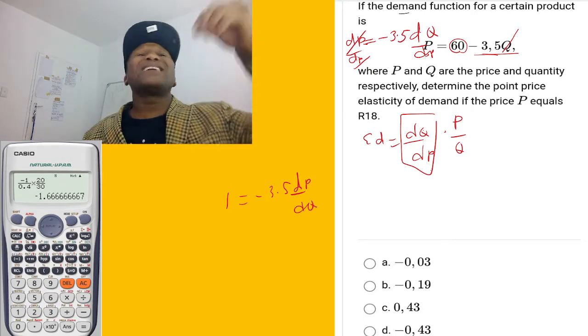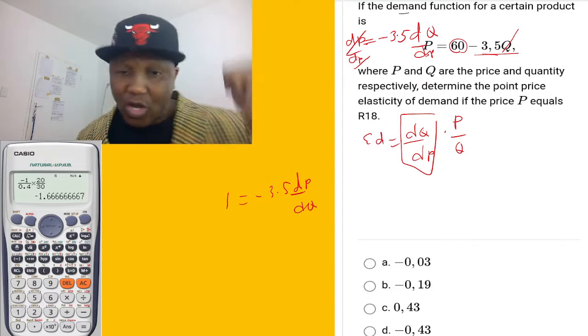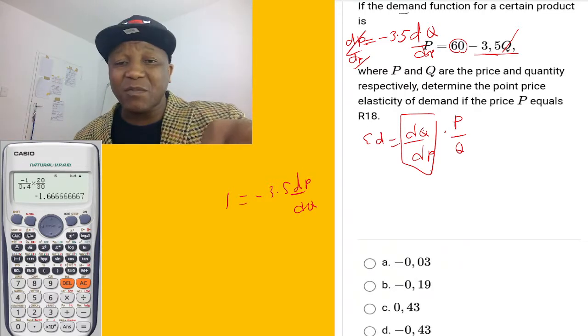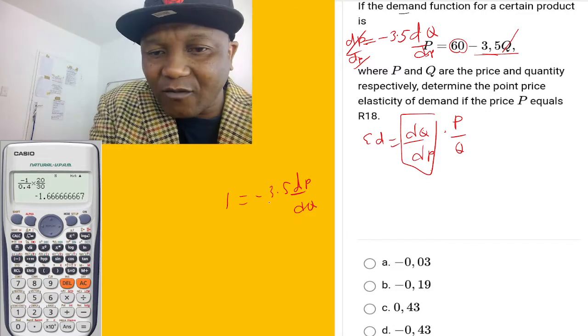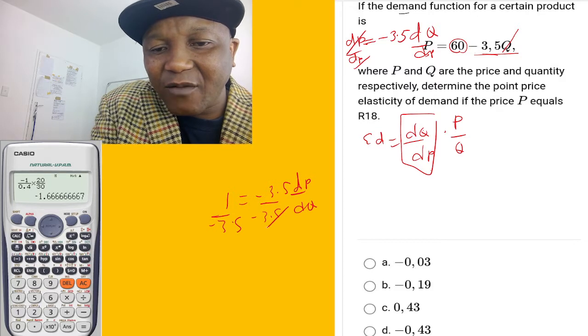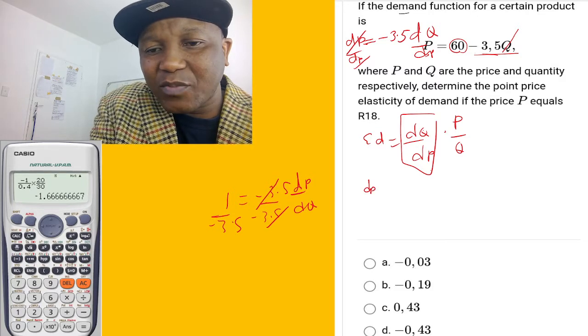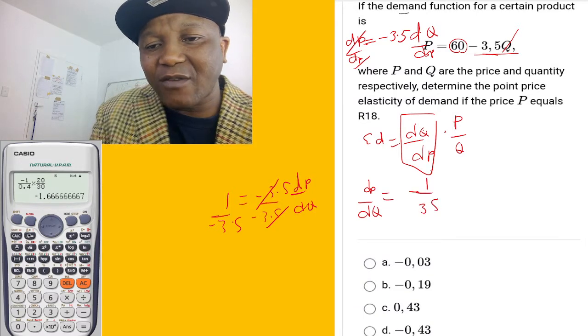So for this part, you must know how to differentiate. If you don't know, you can watch my video for differentiation, or leave in the comments below, say where is your video for differentiation, and I'm going to share it with you. So divide by negative 3.5, divided by negative 3.5. This and this cancel. So dq over dp equal to negative 1 over 3.5.